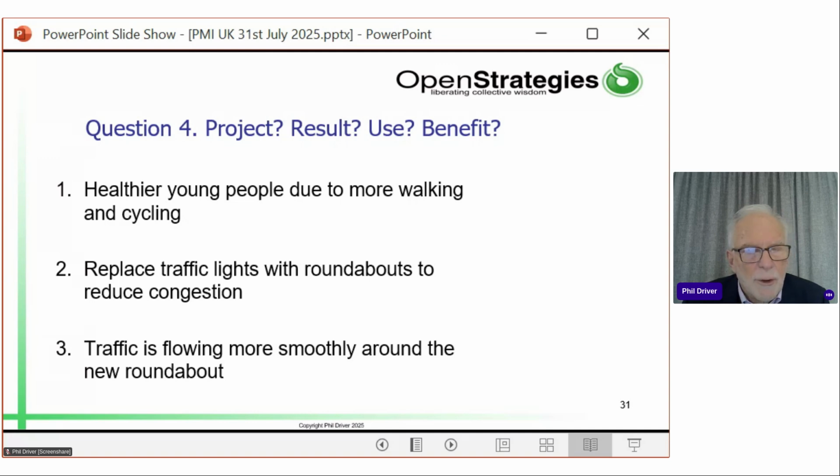Traffic is flowing. It sounds like a benefit the way I've worded it, and I'm being deliberately provocative here. But when you see sentences like that, if you want to say there's a benefit there, then you might change it to say the use is traffic is flowing around the roundabout. The benefit is it was smoother or faster. But the way that sentence is written, the subject of the sentence is traffic is flowing, so that's a use.